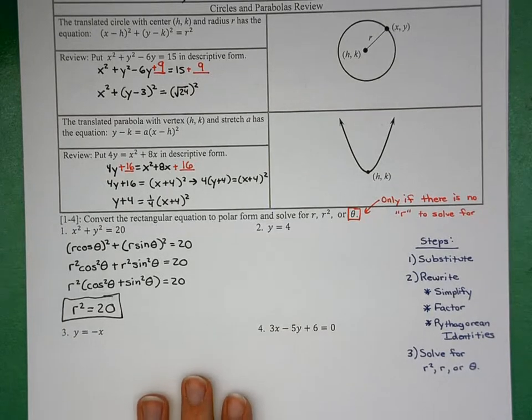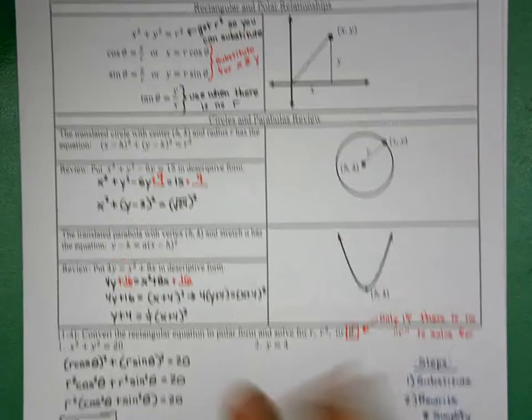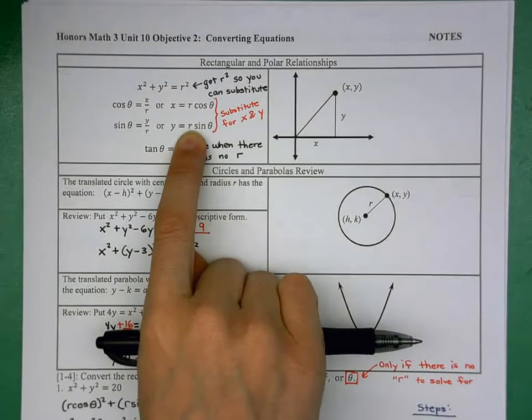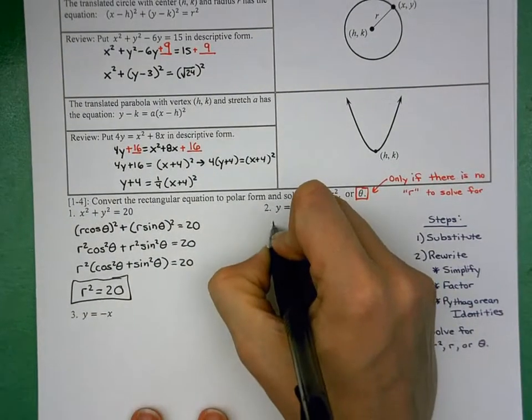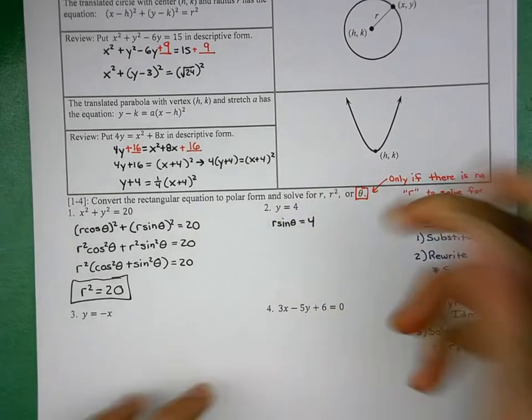Okay, so we have y equals 4. Again, first step, we're going to substitute. In this case, I only have a y, so I'm only going to be using this r sine theta, because that's what goes in for y. Go ahead and substitute that in.